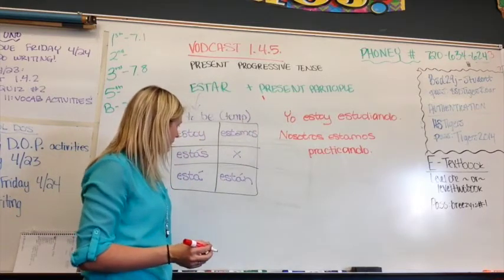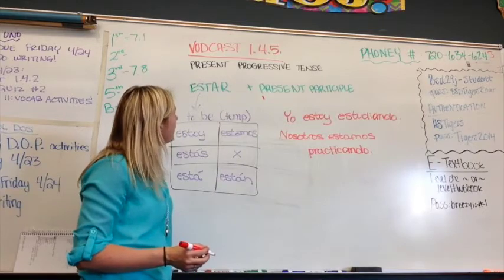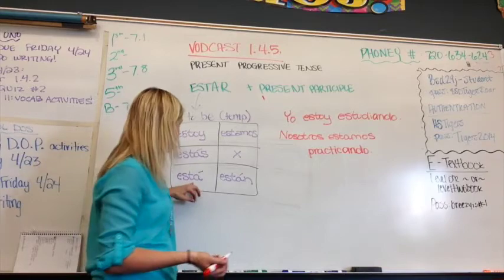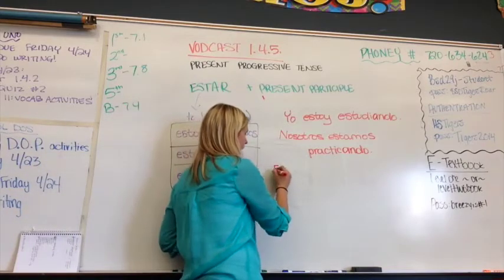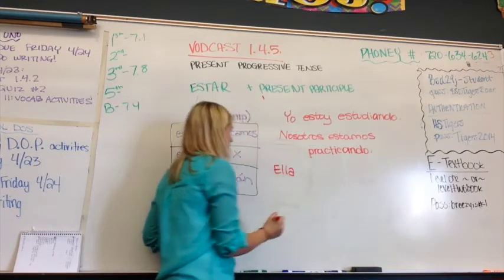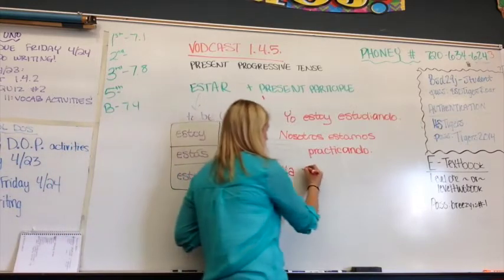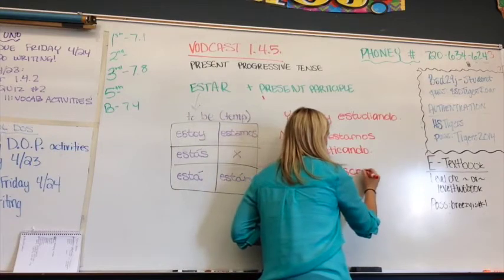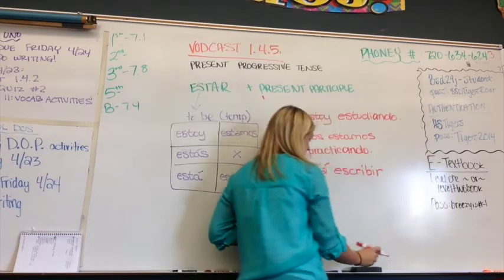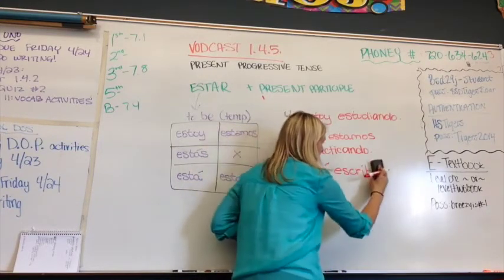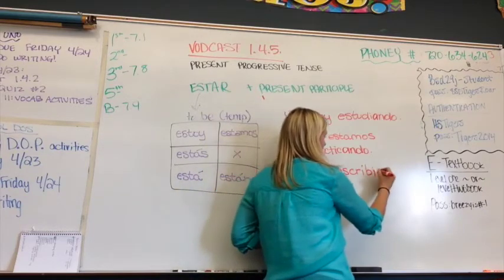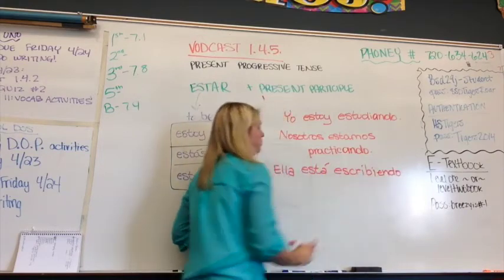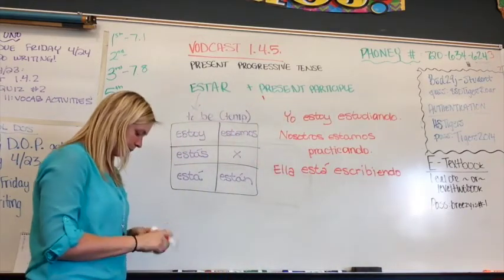Let's try, I want to think of an IR verb. Writing. Let's do she is writing for the test. So ella is she. Ella está is our form. Escribir is to write. We're going to drop that IR and instead add yendo. Ella está escribiendo. She is writing.